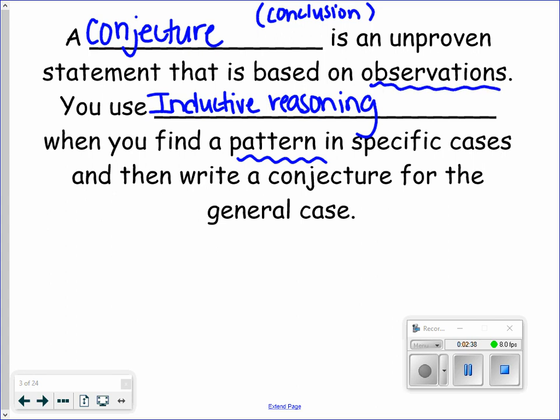So we're going to learn another reasoning, and that one is not based off of patterns or observations. It's based off of logic and facts and definitions. But inductive reasoning is, what do you notice? What do you observe? What pattern do you see? And what kind of conclusion can you then make next?